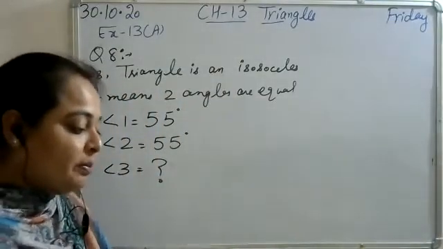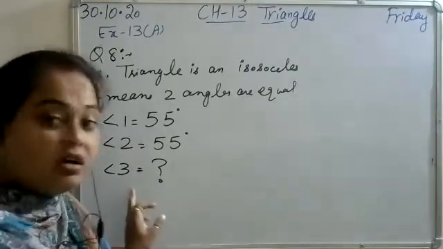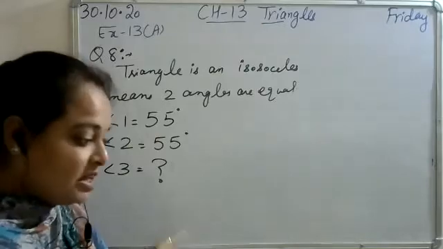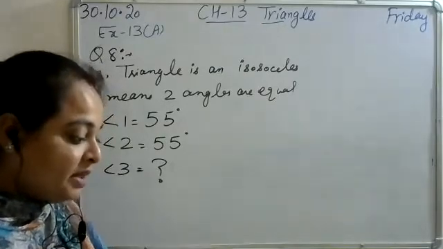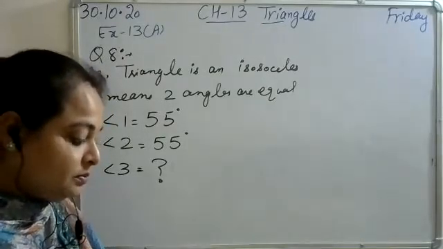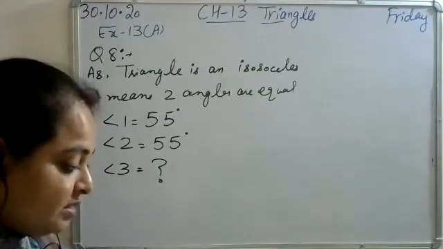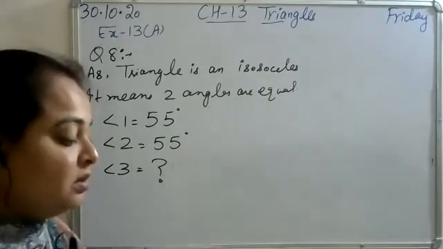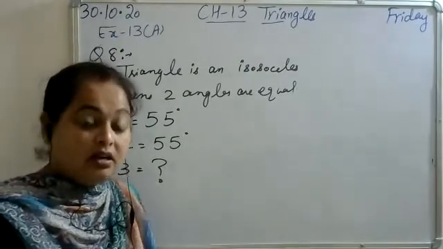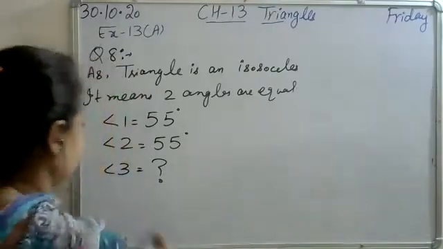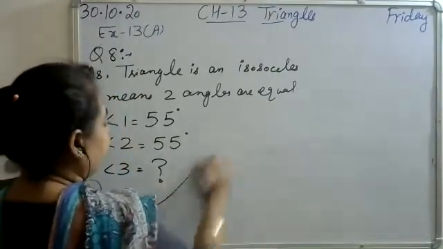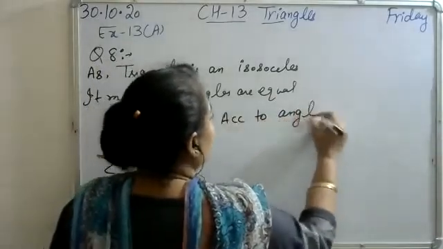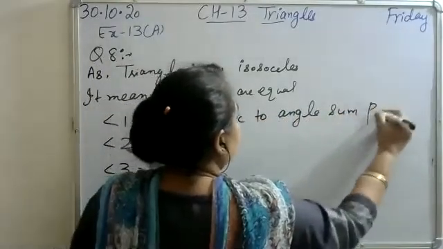Which property will you apply here to find this third angle? As the question is based on angles, tell me which property is applicable. Very good, Pavni. Angle sum. Not only angle, angle sum. So here you will write next: according to angle sum property.